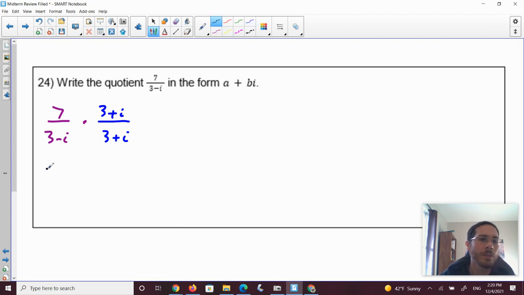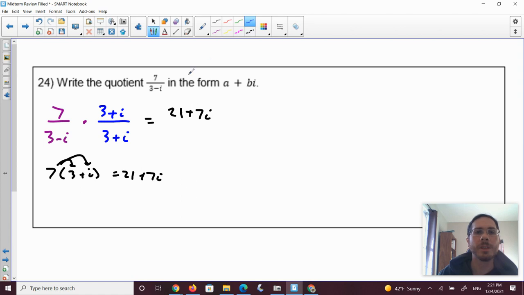So the numerator is not too bad because it's 7 times 3 plus i. So 7 times 3 is 21. 7 times i is 7i. So 21 plus 7i. To do the denominator, again, we've got 3 minus i times 3 plus i.